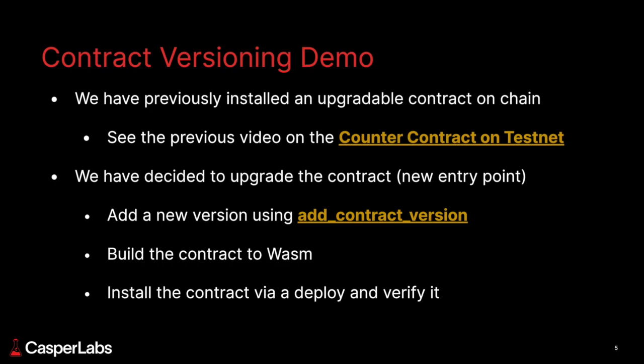We will work with the contract we have already installed called the counter contract. Here we want to add a new version of the same contract with a new entry point. To do this, we will use the add contract version function. Then we will build a new contract and generate the corresponding WASM, after which we will send a deploy to install the contract on the network.